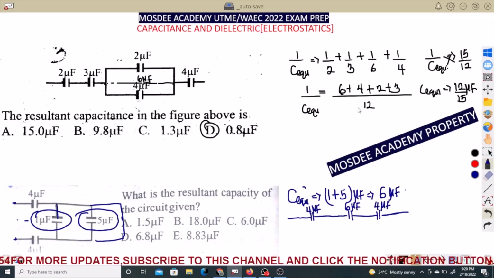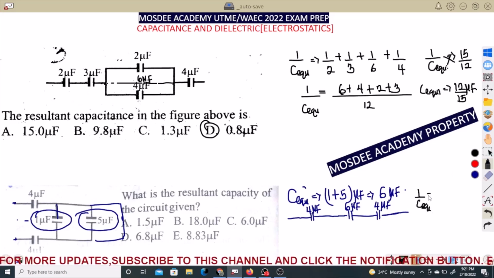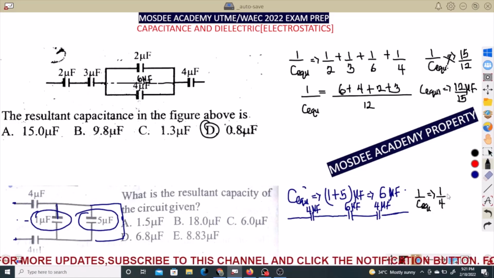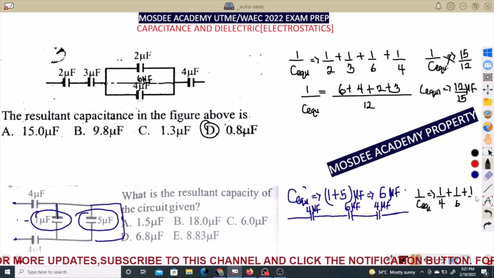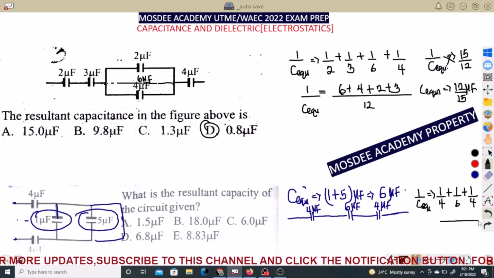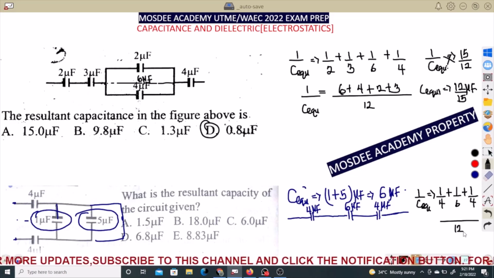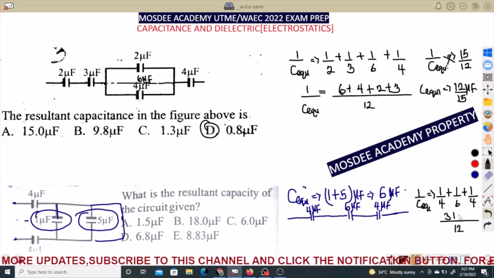So I will now use the same formula I used upstairs: 1 over C equivalent is equal to 1 over C1, which is 4, plus 1 over C2, which is 6, plus 1 over C3, which is 4. On simplification, LCM is still 12. 4 3s are 12, 6 2s are 12, 4 3s are also 12.